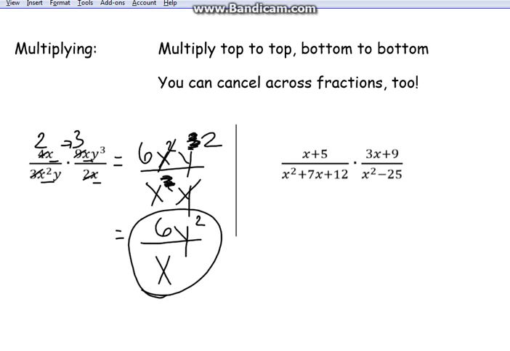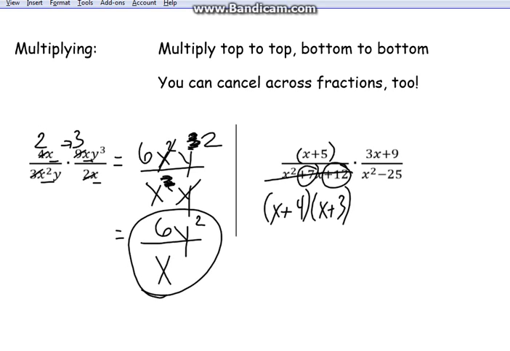Next one, you may have to do some factoring. So let's start with factoring first. X plus 5, nothing to factor there, but I'm going to consider it in parentheses. Now, two numbers that multiply together to give me 12 and add together to give me 7. That's going to leave me with x plus 4 times x plus 3. 4 and 3 are the numbers that will work. So my denominator is now x plus 4 times x plus 3.